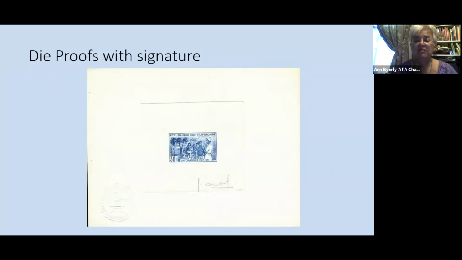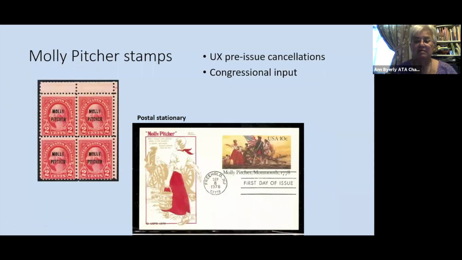This is a die proof with a signature. Part of this, I just put it because there's a lot of them around, but they're so pretty and I love them for African countries when they were proofing these stamps for future use.